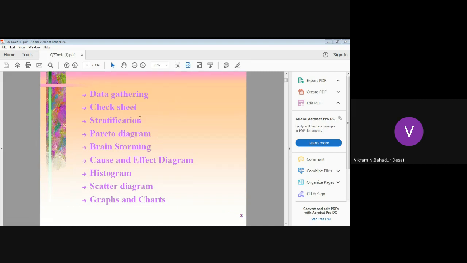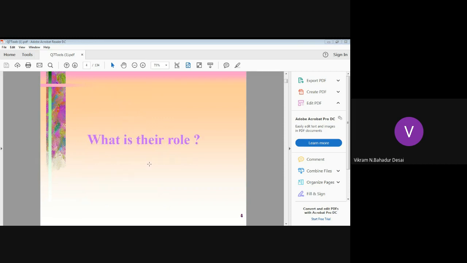The check sheet is important, the Pareto diagram. I am going to discuss all of these, but seven are important, and I am going to tell you which seven. These are the important tools of quality management. They are used in problem solving.